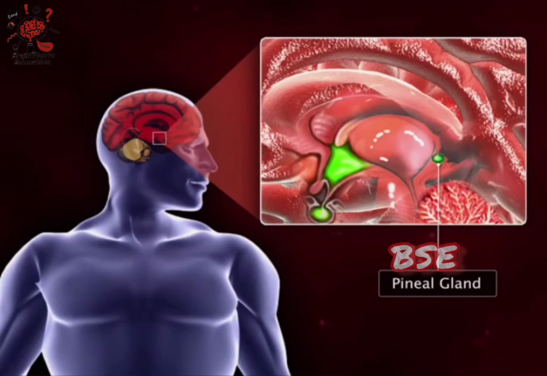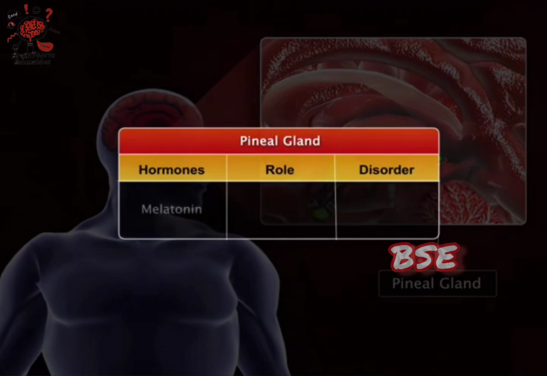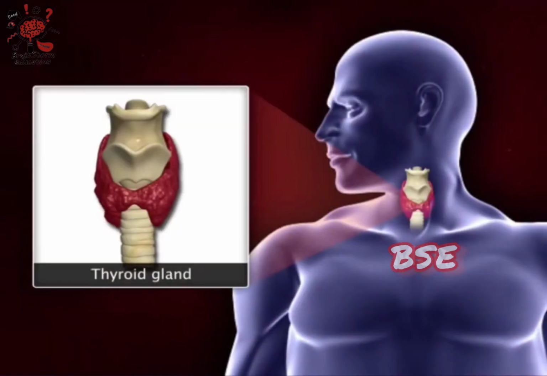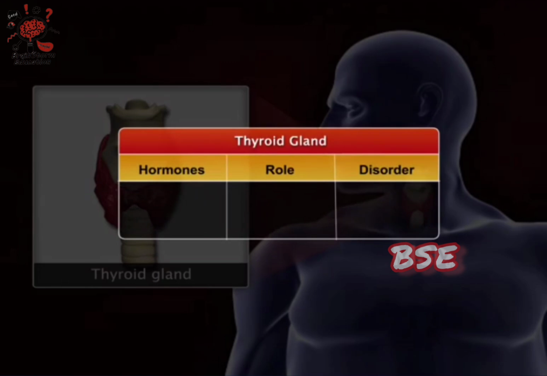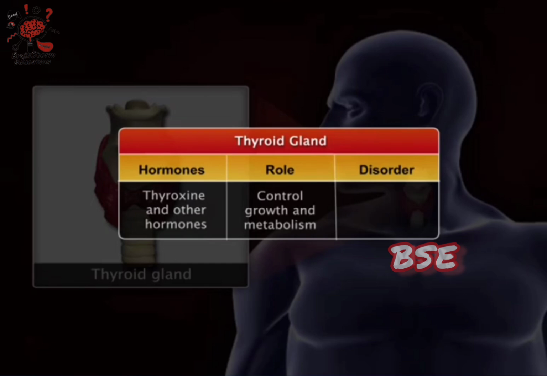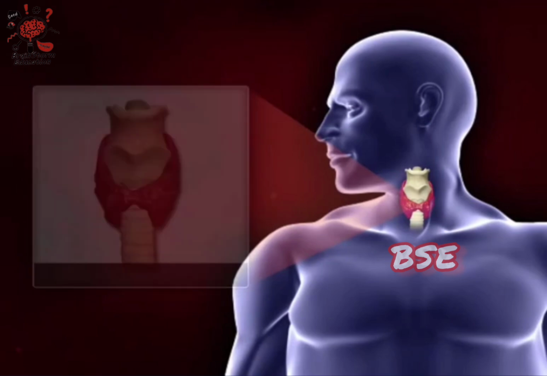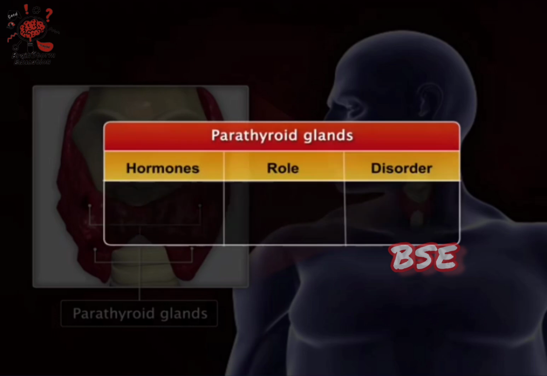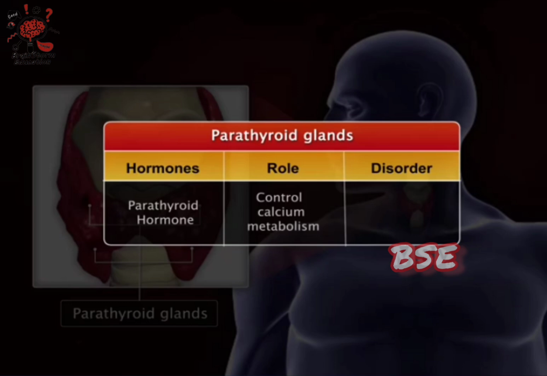The pineal gland is a very small gland located in the cerebral region of the brain. It plays a role in sleep and body rhythms. The thyroid gland is situated below the voice box, secretes thyroxine and other hormones that control growth, metabolism, and calcium levels. Two pairs of parathyroid glands are located on the thyroid glands. They secrete parathyroid hormone that plays an important role in calcium metabolism.